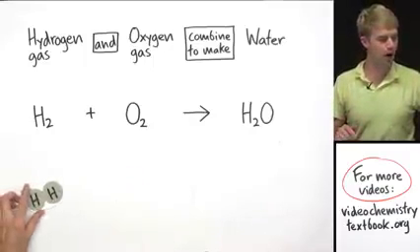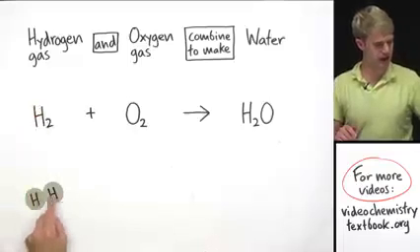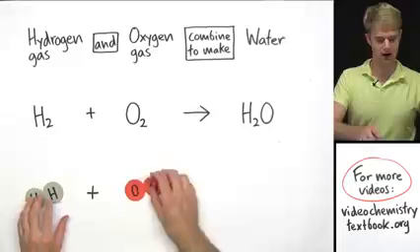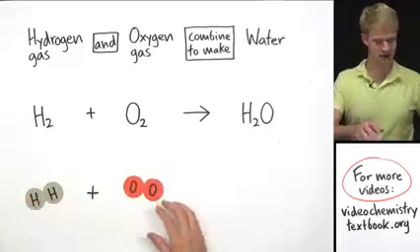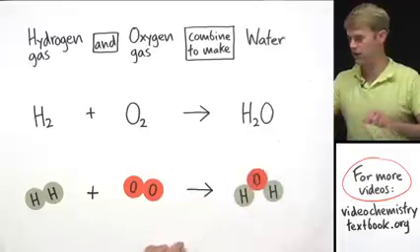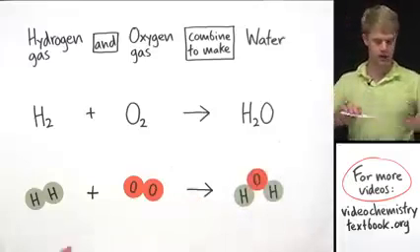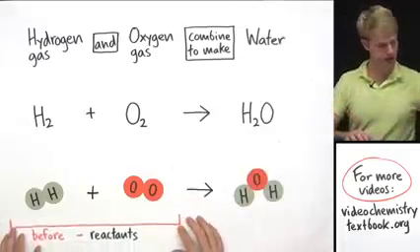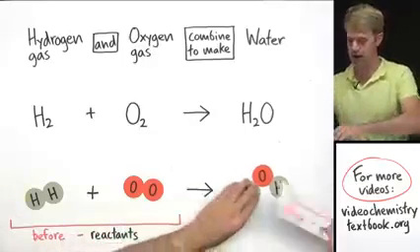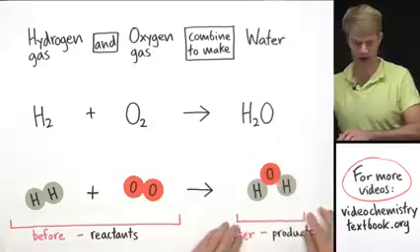Okay? We've got one molecule of hydrogen gas, H2. Then we have one molecule of oxygen gas, O2. We've got our arrow here. And H2O, water, is over here. Just like we saw previously, this side of the equation is what we start with. It's our before, our reactants, and over here is our after, our products.